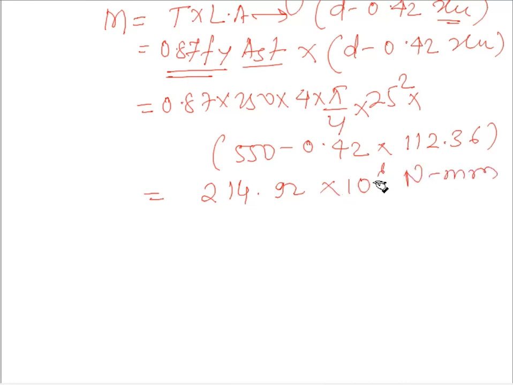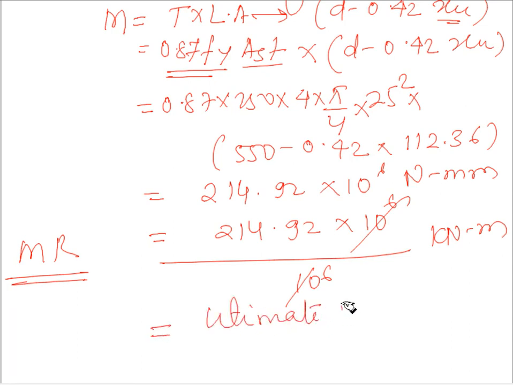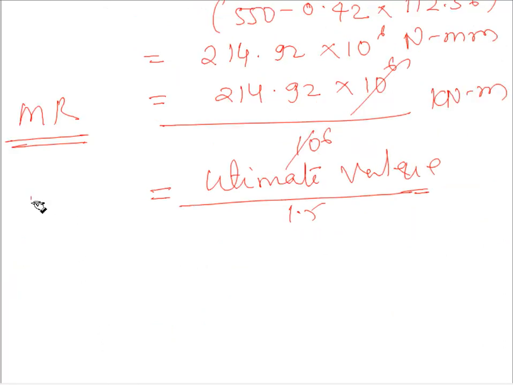We can convert this N-mm to kN-m by dividing by 10 raised to 6. So 214.92 into 10 raised to 6 divided by 10 raised to 6 gives 214.92 kN-m. So this is the ultimate moment of resistance. Why do we call it ultimate moment of resistance? Because for designing we need some factor of safety, and in the ultimate moment of resistance we have a factor of safety of 1.5. If we want the service, unfactored or working moment of resistance, we have to divide this ultimate value by 1.5.